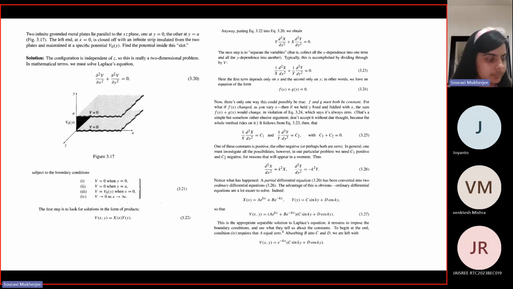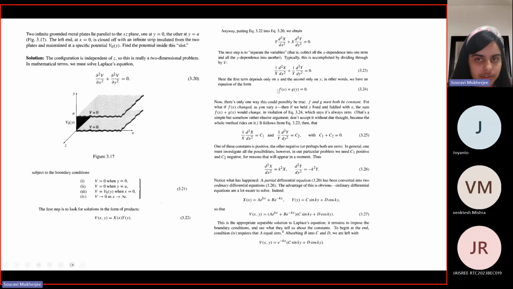In order to solve it, what we want is a separation of variables. What do we mean by that? We want the first term to be a sole function of x, while the second term should be a sole function of y. So we divide both terms by the potential, which is equal to XY. And this is what we get. Now the first term is a function of x only, and the second term is a function of y only. So you can write it in this form.